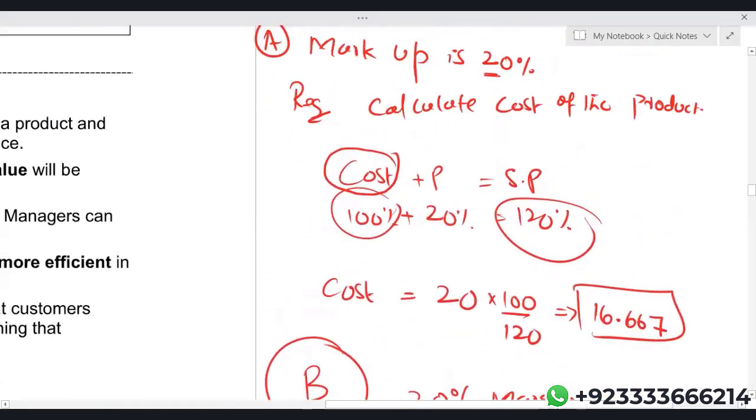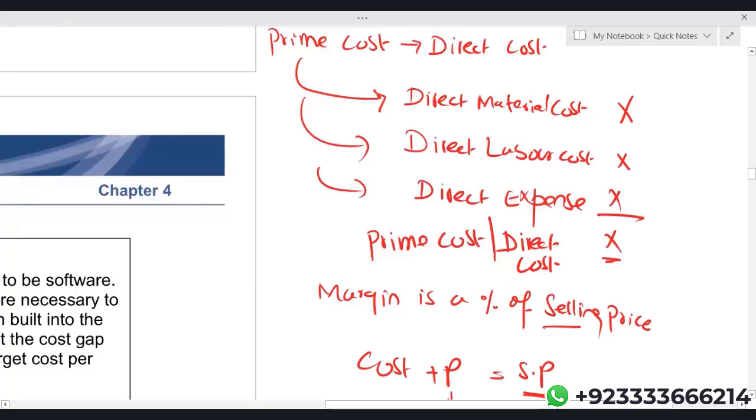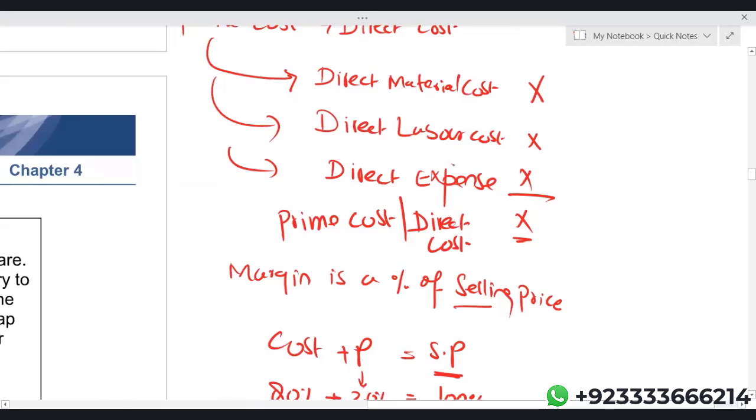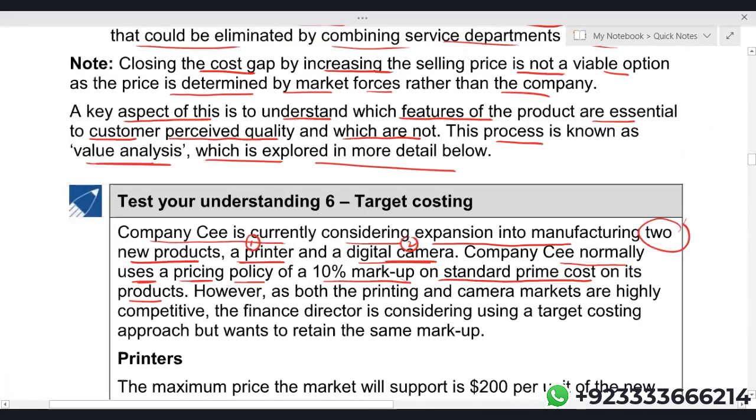So I strongly believe everyone is having a really good idea about the prime cost. Direct expense, I've given you the example. Another example, I'm talking about royalty payment. If there's any royalty payment that worked, that is your direct expense. Now come back to the question.